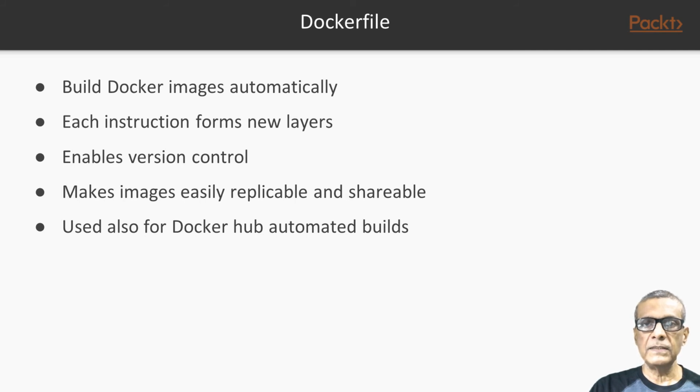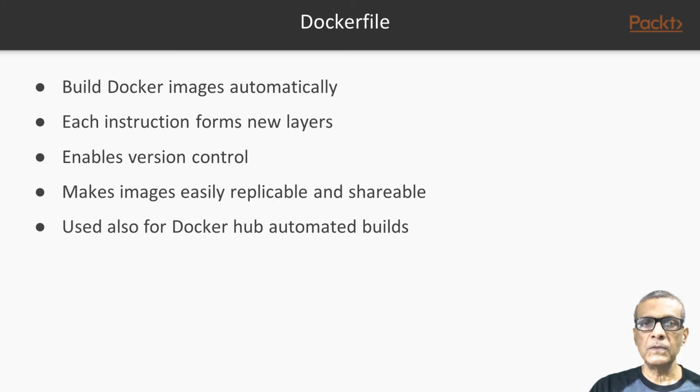Another advantage of using a Dockerfile is that it makes Docker image easily replicable and shareable without making it public or uploading it to the Docker registry. You just need to share your Dockerfile, and the same image can be created by somebody else on another host machine easily.